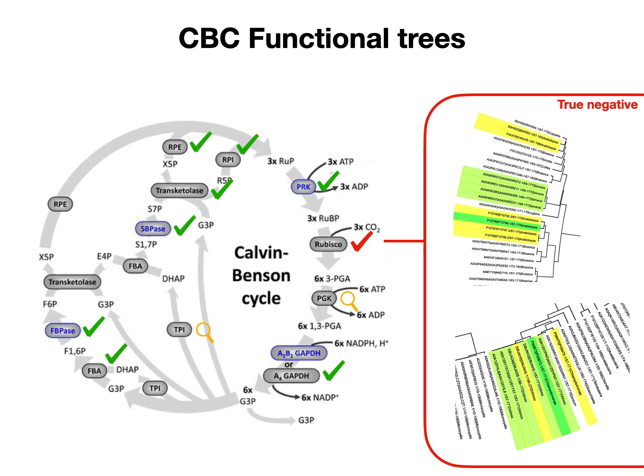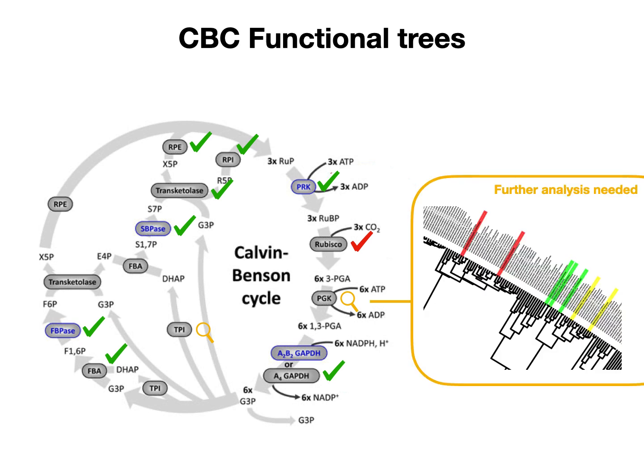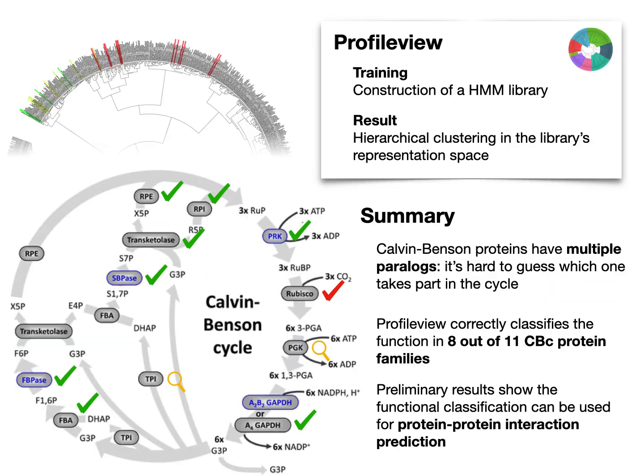We obtained comparable results for 8 out of 11 proteins. Out of the remaining 3, the method seems to not discriminate in the case of Rubisco, but this is actually expected because Rubisco doesn't have any paralog. In the other 2 cases, ProfileView does differentiate Calvin-Benson and non-Calvin-Benson proteins, but the data points happen to be in a very limited region of the tree, and further analyses are needed.